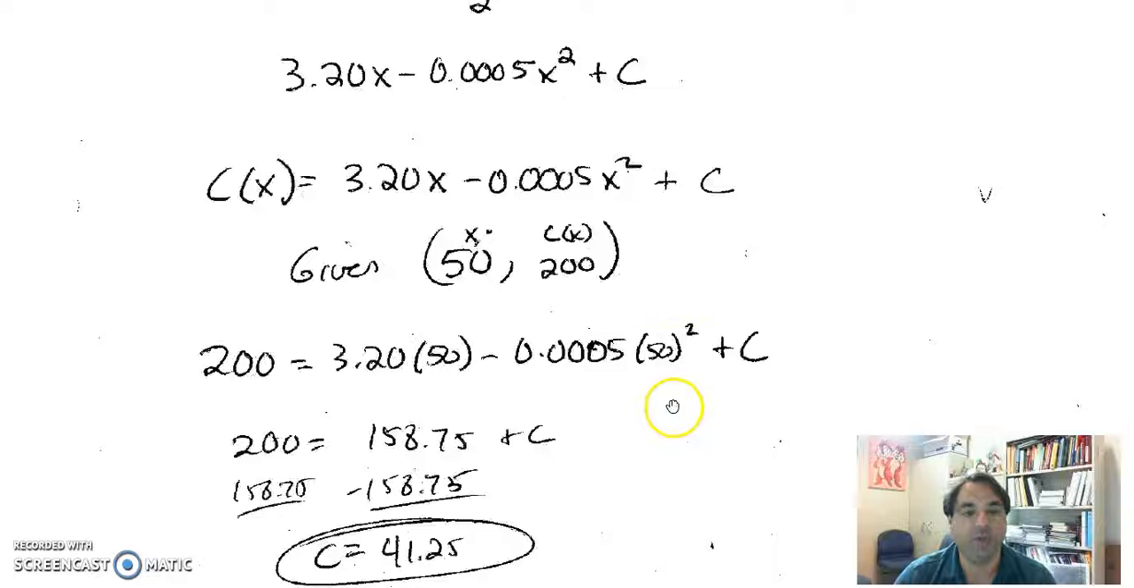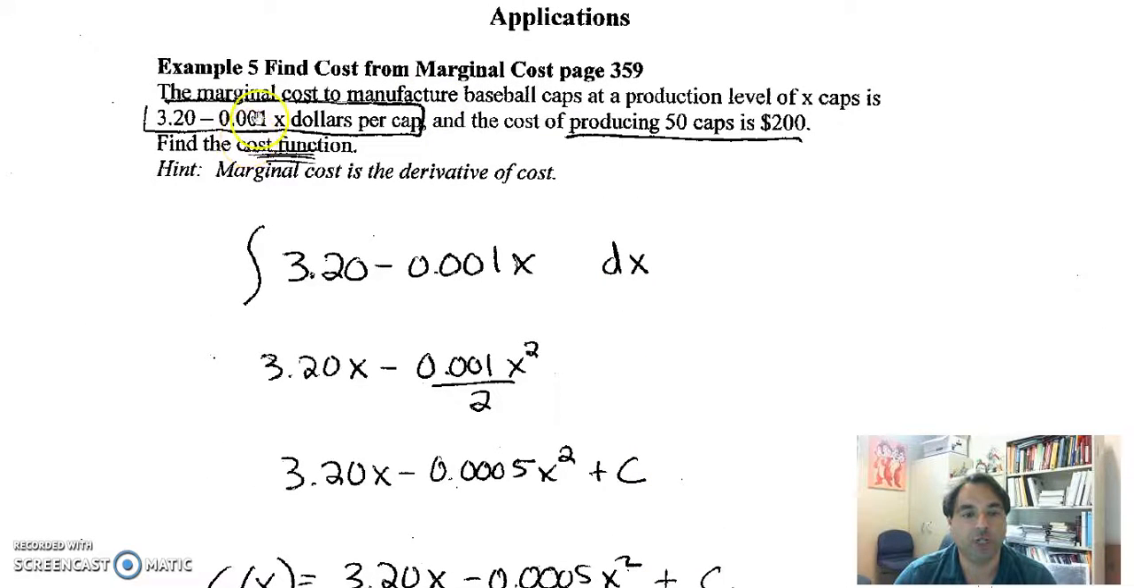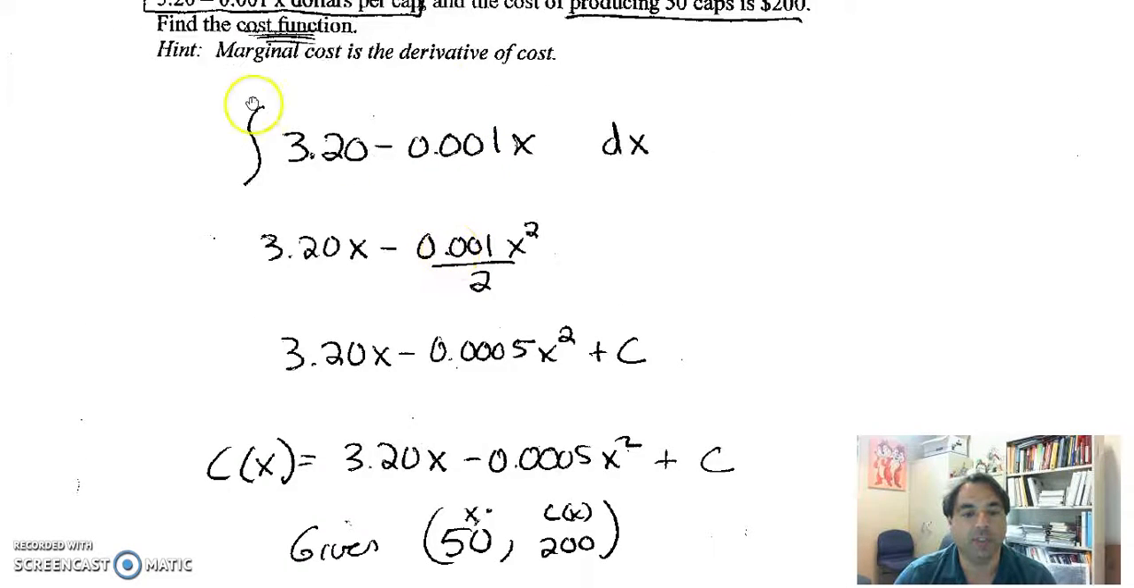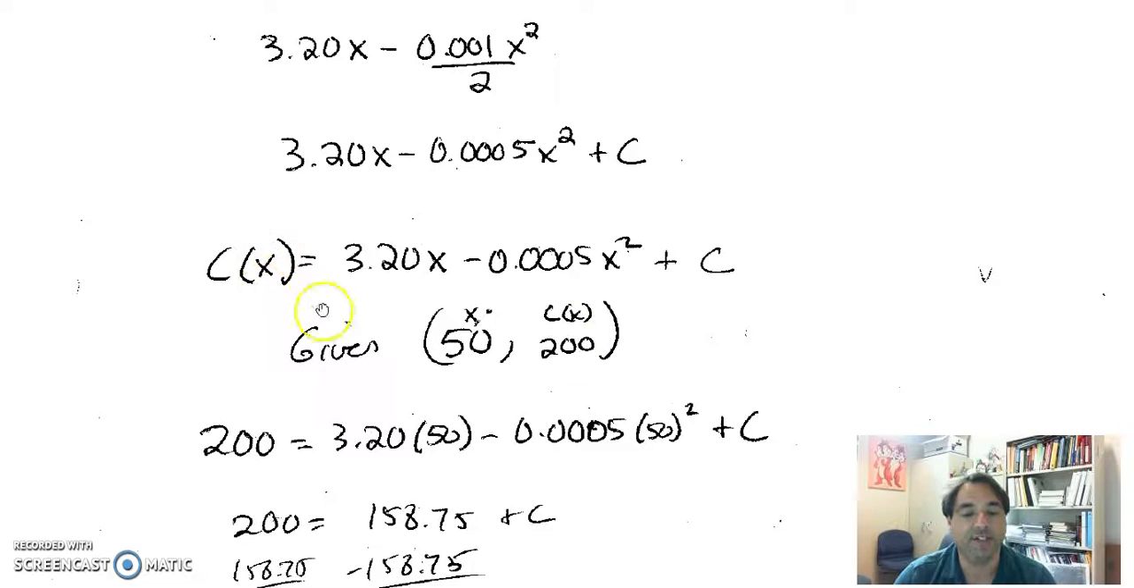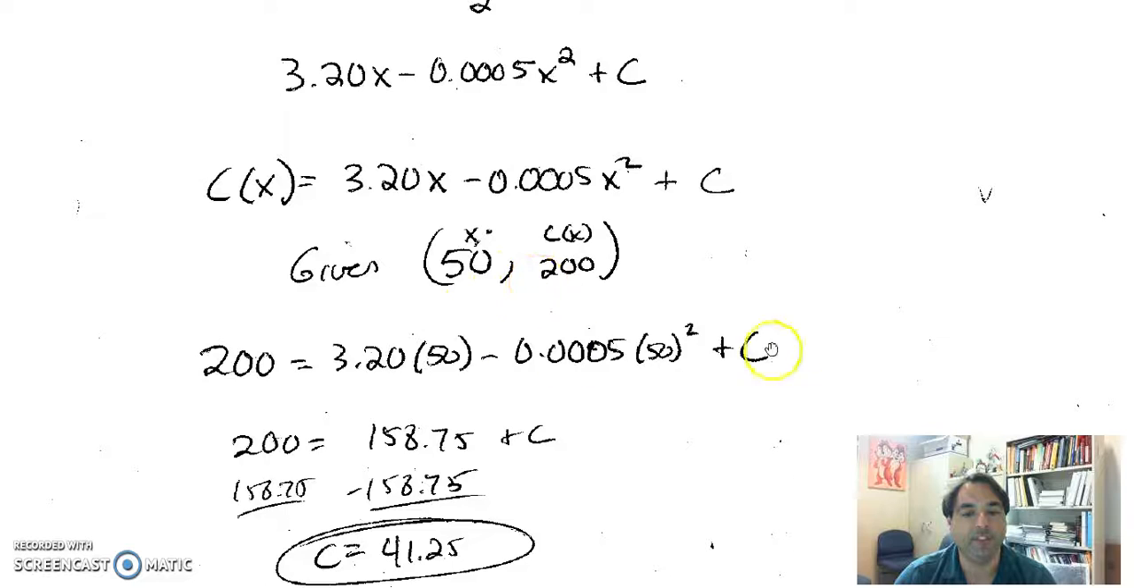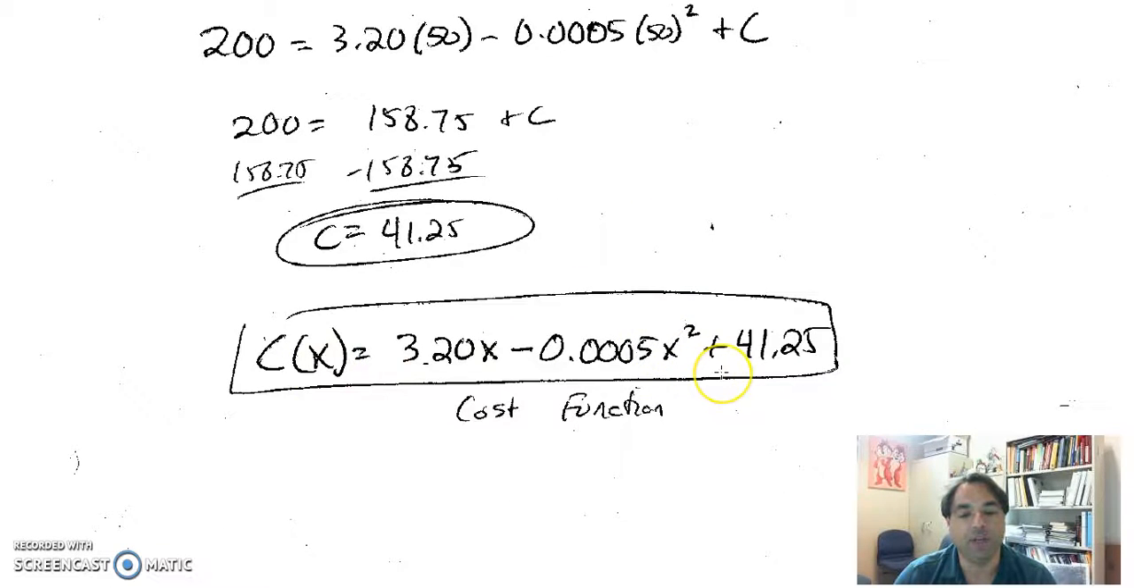Again, in review, we started with marginal cost. We took the integral to find cost, but we had a plus c. To find out what that c is, they had to give us information to solve for c, and then we ended with our original cost function.